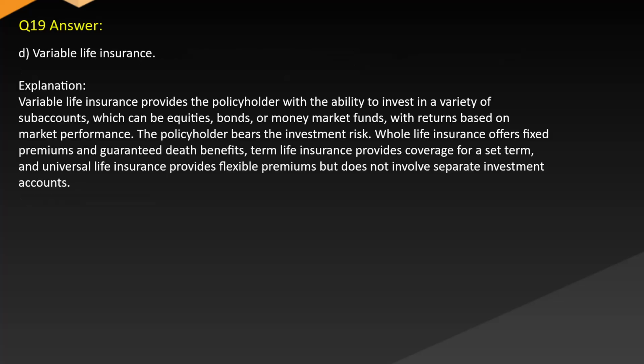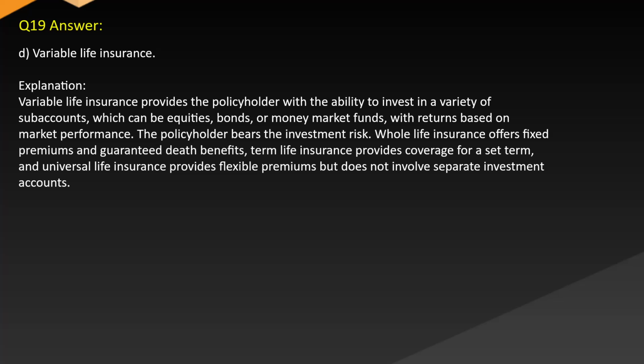Answer: D. Variable life insurance. Explanation: variable life insurance provides the policyholder with the ability to invest in a variety of sub-accounts, which can be equities, bonds, or money market funds with returns based on market performance. The policyholder bears the investment risk.